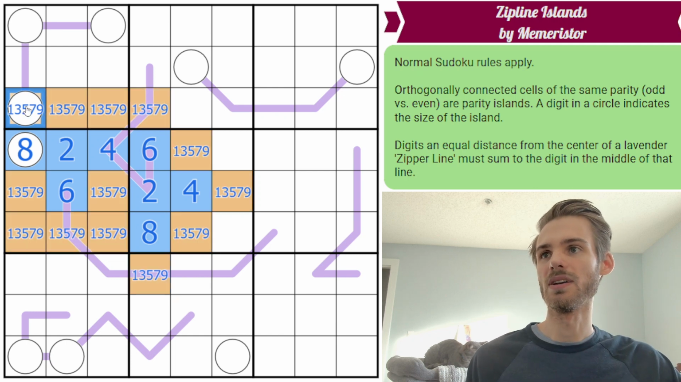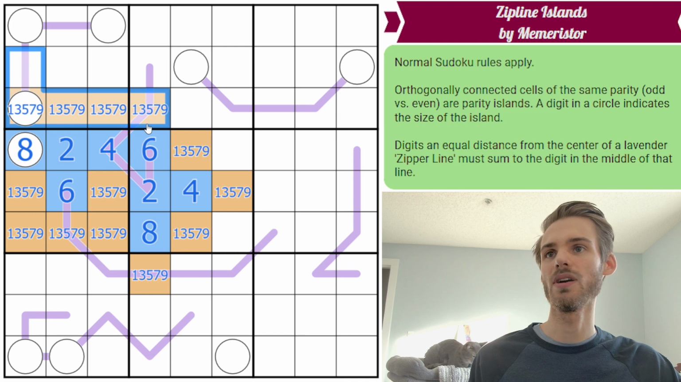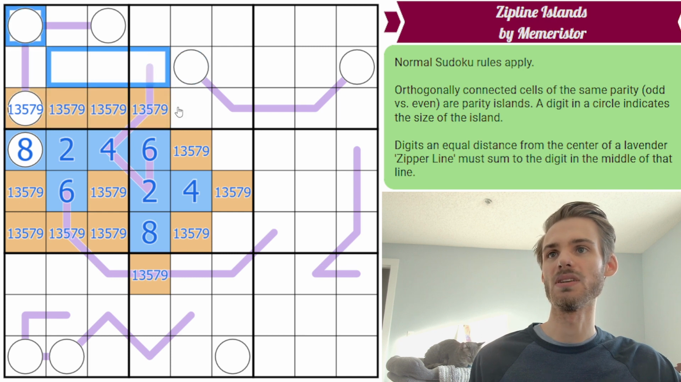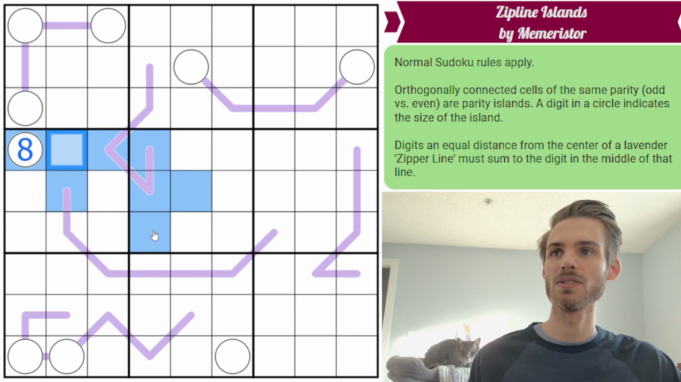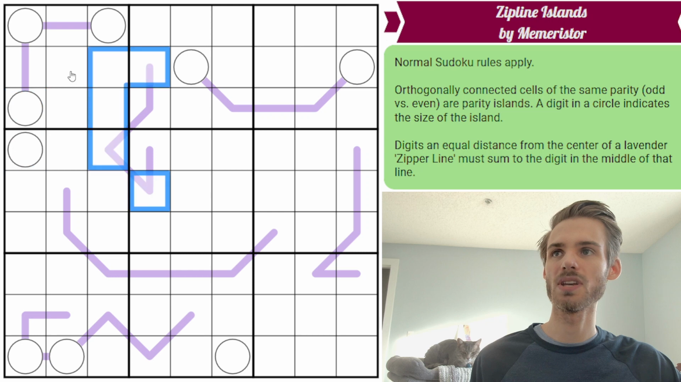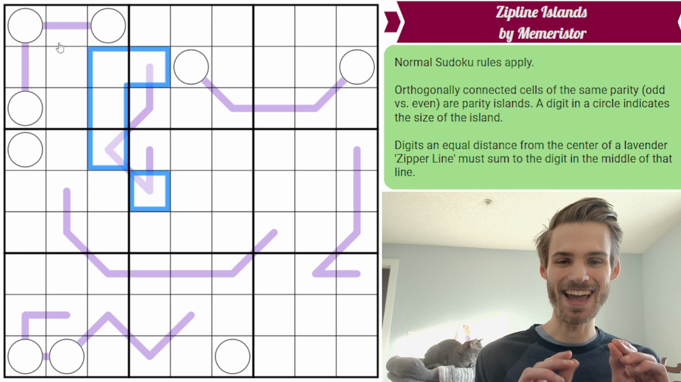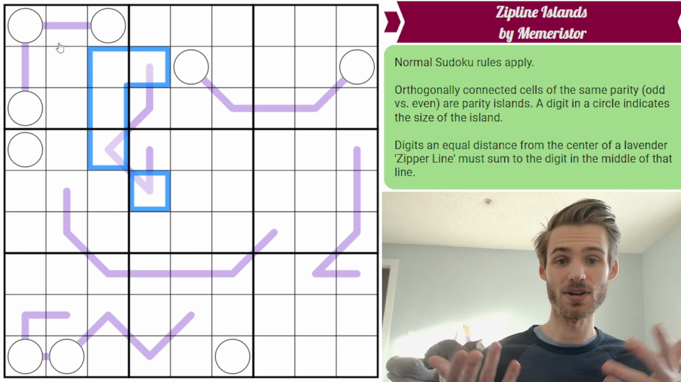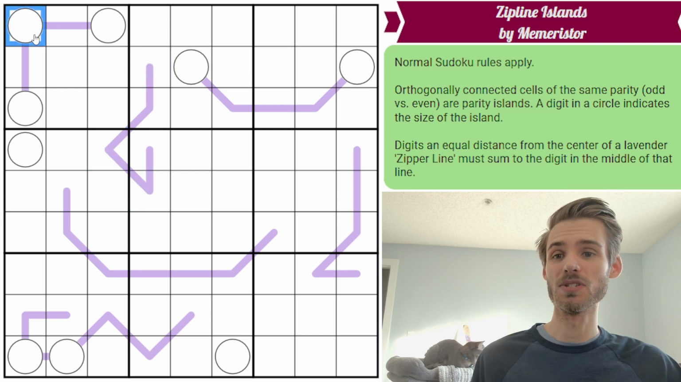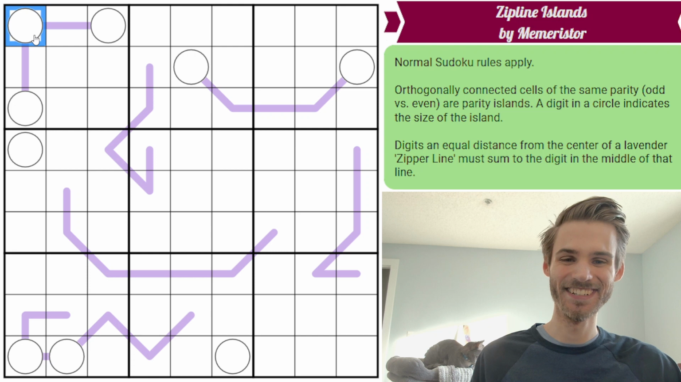And the same would apply, like if this was 5 and these cells were all odd, then these would need to be even to trap that into a size 5 island. We're going to have to use these two things, zipper lines and parity islands, to solve this puzzle. This is a puzzle that I set, so I'm going to talk through my solution to it just so people can know what they were supposed to do.